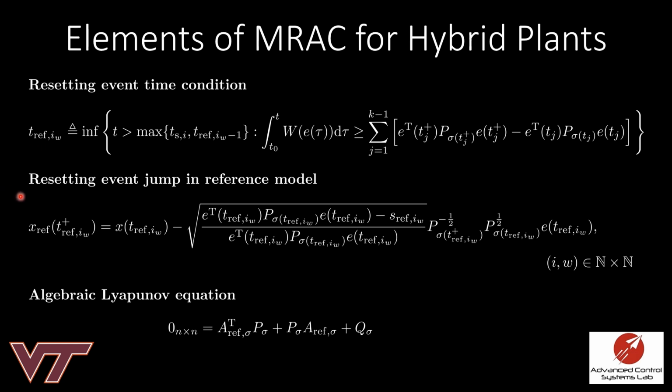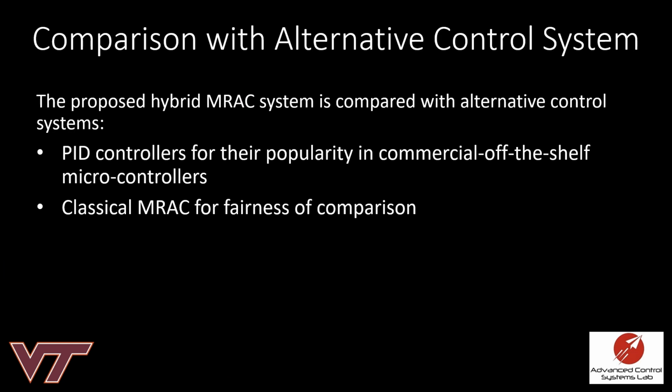And so we also have the resetting event jump in the reference model, meaning that every time there's a resetting event, there's also a jump in the reference trajectory of the reference model, and the quantity with which the jump is defined follows this formula right here, in which P comes from the solution of the algebraic Lyapunov equation shown here.